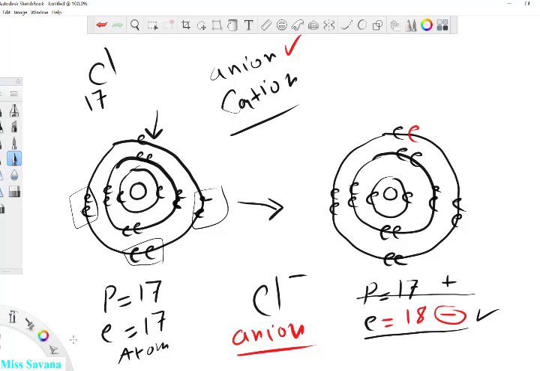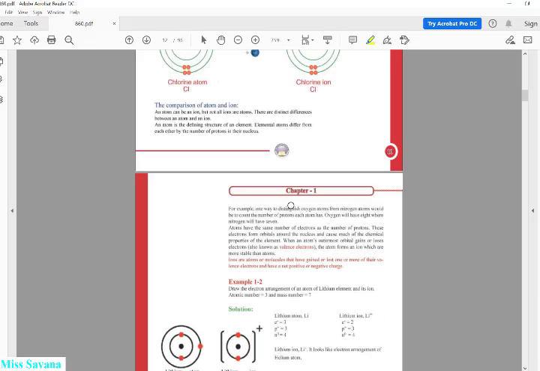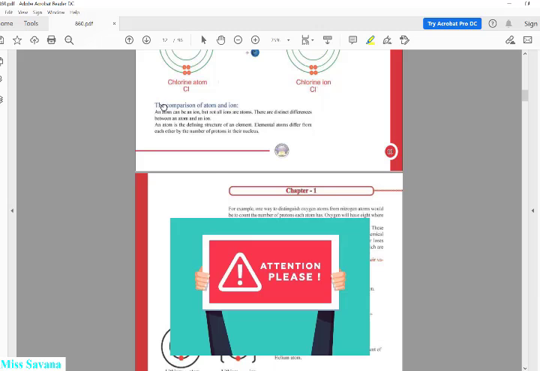Okay? So let's take another example. Now before I go any further, there is a very important comparison between the atoms and the ions.